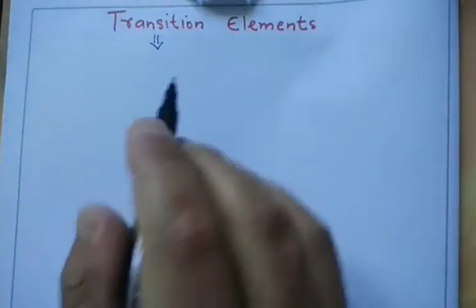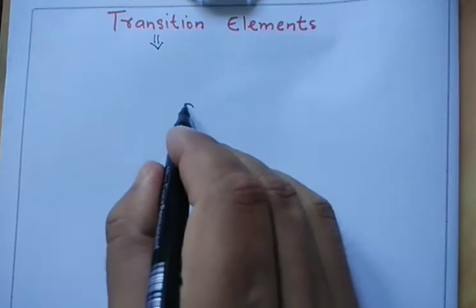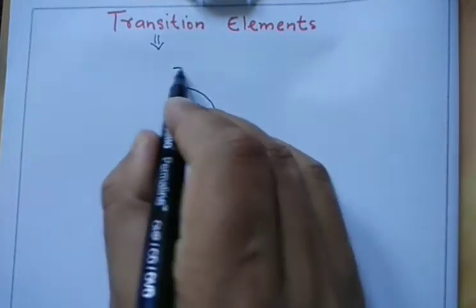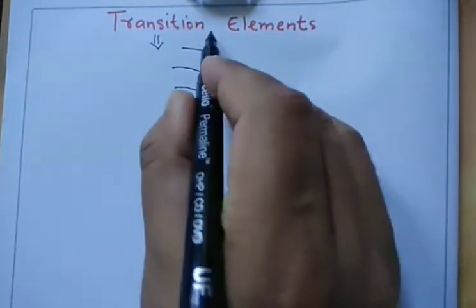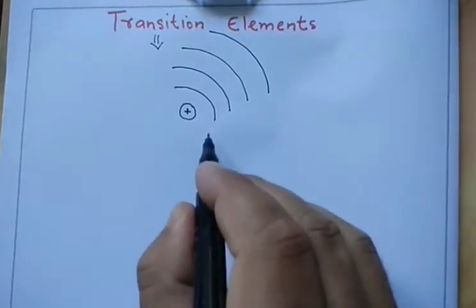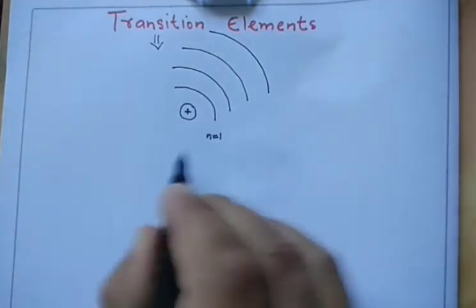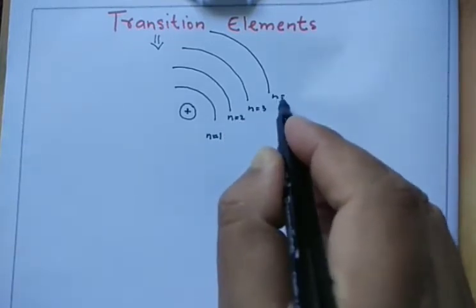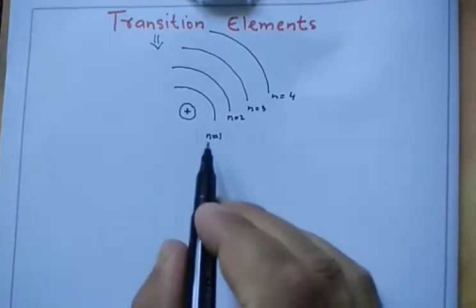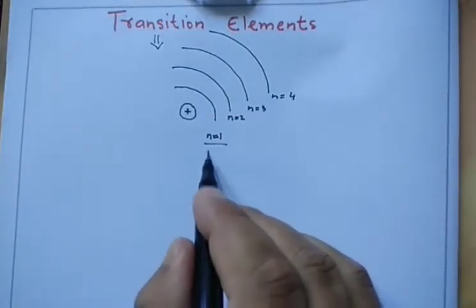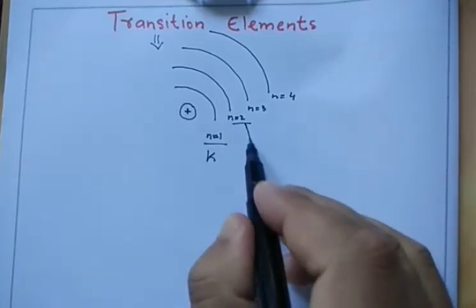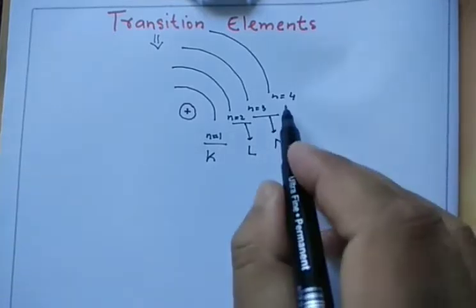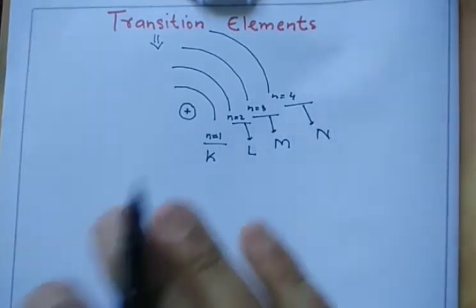Usually when we talk about an atom, in the classical model this is our nucleus at the center, then these are the energy levels. Energy levels we designate by n, called the principal quantum number. n is equal to 1, n is equal to 2, n is equal to 3, n is equal to 4. I will show only up to 4. n is equal to 1 is called the K shell. n is equal to 2 is called the L shell. n is equal to 3 is called the M shell. n is equal to 4 is called the N shell, or principal energy level.